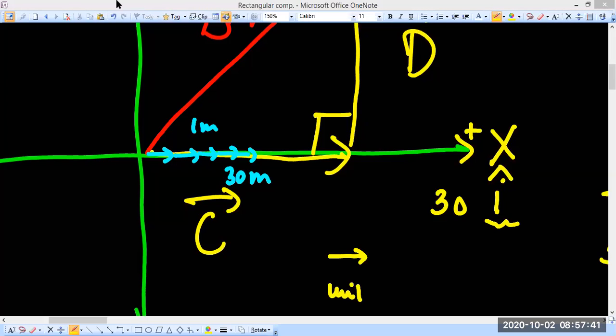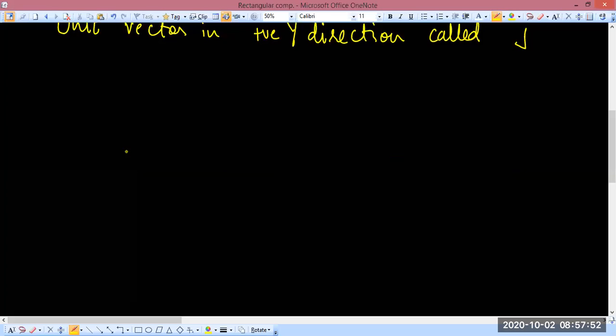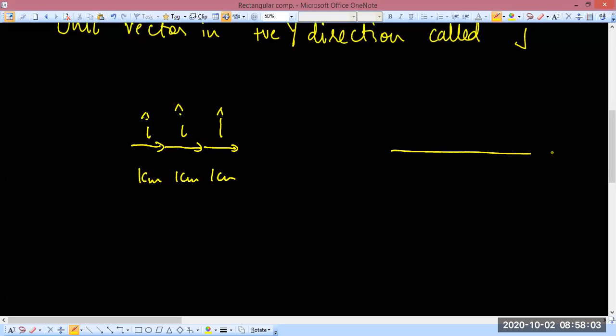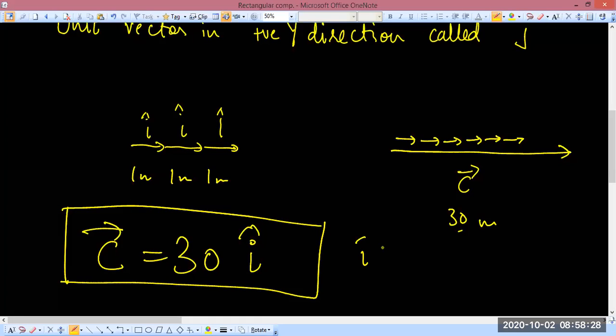I think it shall be better if I draw a separate, new diagram. What I was saying is that if you draw one I caret, its length would be 1 unit. If you draw one more I caret, its length would be 1 unit. To make that C vector, which is 30 meter, with 1 meter as the unit, you'd have to draw 30 such I's. So that's why I'm writing I plus I plus I plus I, like that. How many times? 30 times.